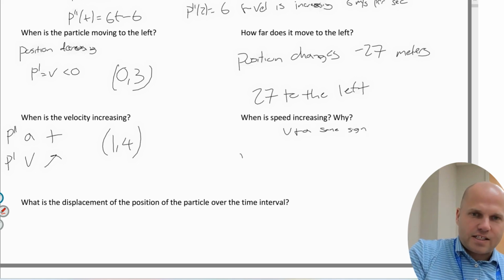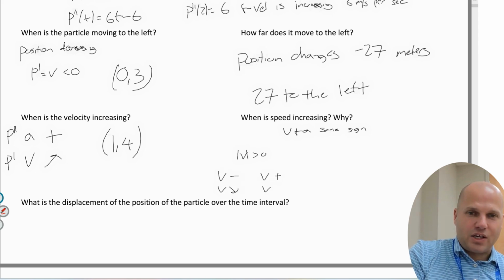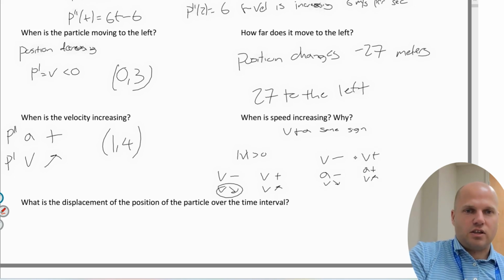This is when your velocity gets further away from 0. Your velocity can be negative and decreasing. Your velocity can be positive and increasing. When your velocity is negative and decreasing, your acceleration is also negative. When your velocity is positive and increasing, your acceleration has to be positive.